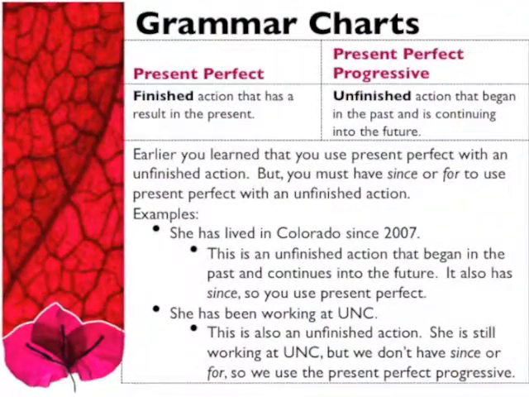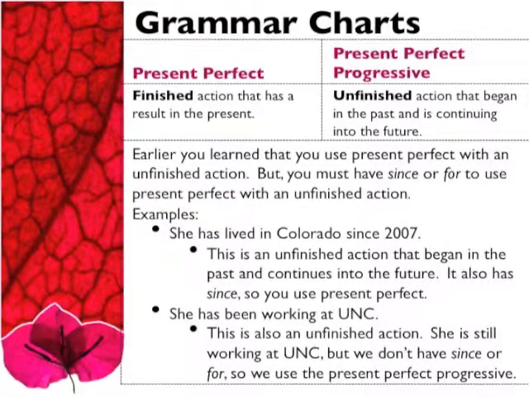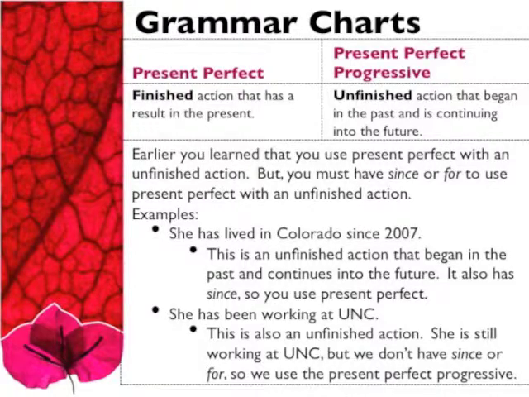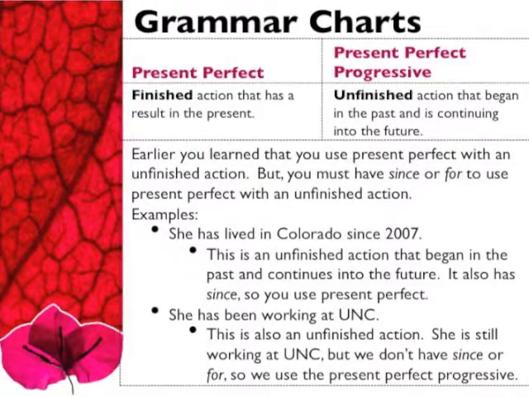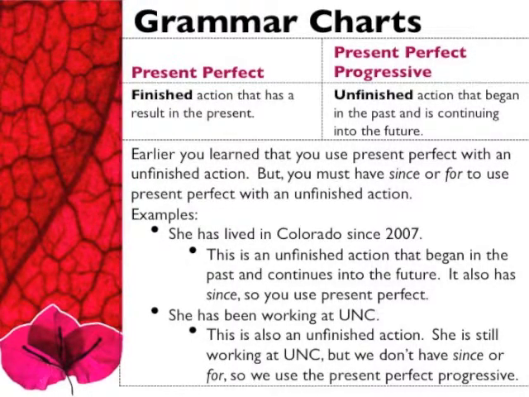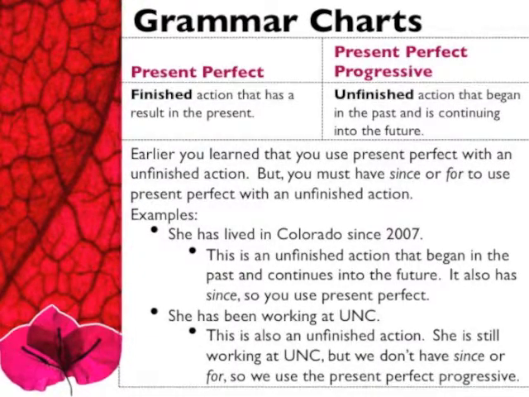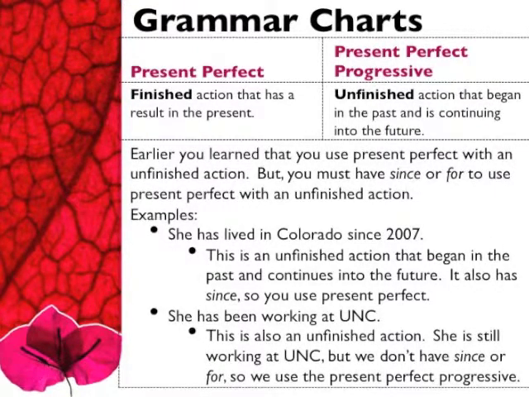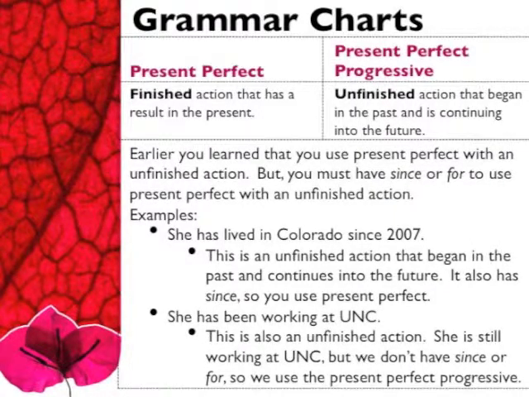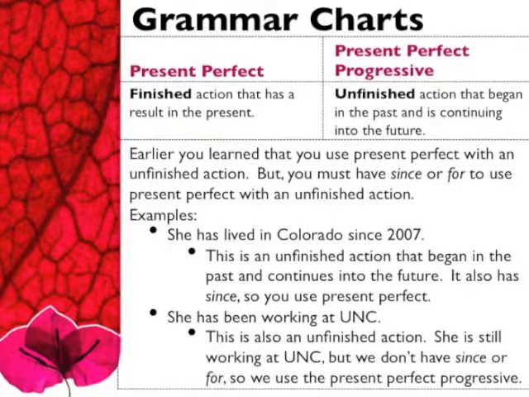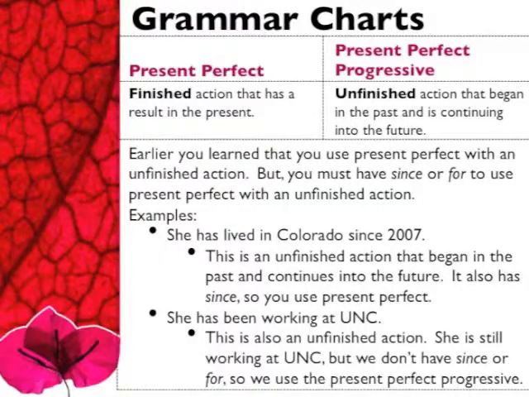So let's look more specifically at the differences between these. In present perfect, the finished action has a result in the present. If you look at the examples, she has lived in Colorado since 2007. This is unfinished, and it began in the past, and it will continue into the future. It also has since, so you use the present perfect. If you look at the next sentence, she has been working at UNC. This is an unfinished action. She's still working at UNC, but we don't have since or for, so we use the present perfect progressive.